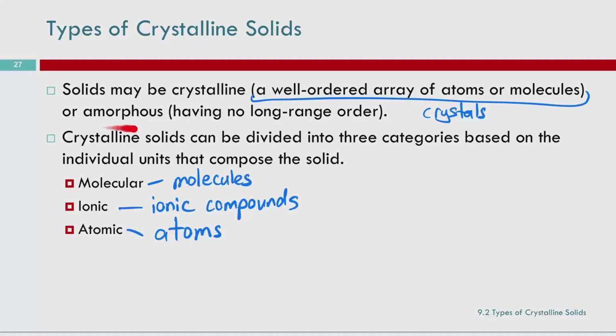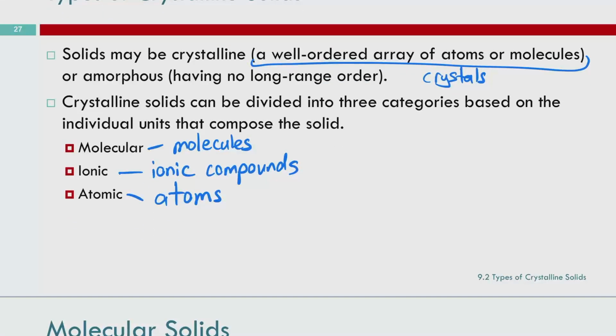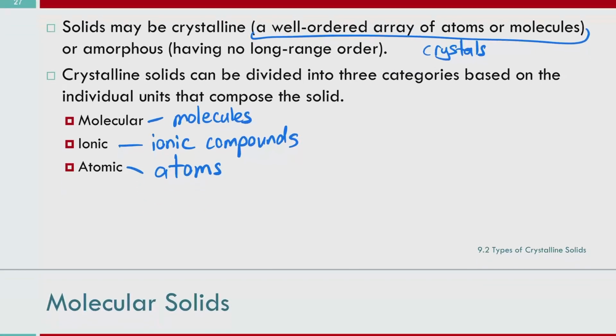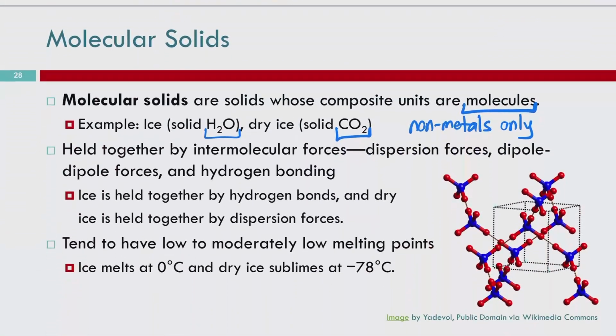The opposite of that, or the other side of the coin, is amorphous solids, where if you zoomed in to their tiniest little level, you wouldn't see repeating patterns. So they're a little bit more chaotic. And our crystalline solids, we divided into 3 categories. Our 3 categories are molecular, ionic, and atomic, which are made up of molecules, ionic compounds, and atoms, as one might expect. But nobody took my bait last time in answering what those were.